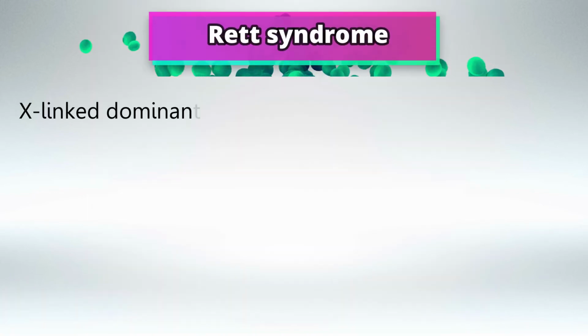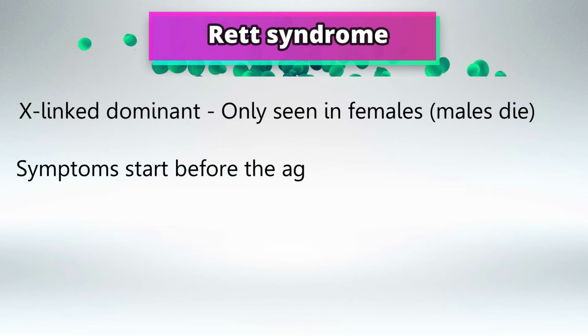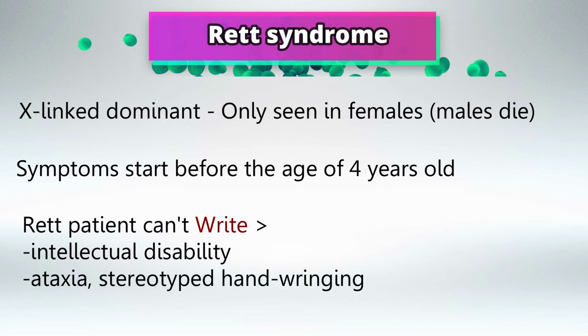Rett syndrome is an X-linked dominant disease, and we only see it in females because the boys would usually die in utero. Symptoms would start before the age of 4. And remember that Rett cannot write because they would have intellectual disability and ataxia. The typical Rett syndrome ataxia is called hand-wringing.